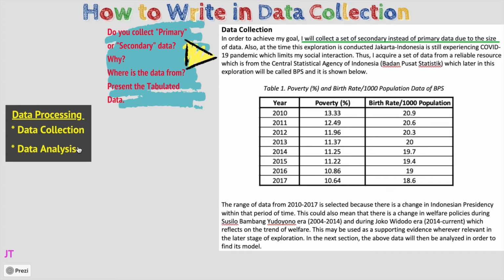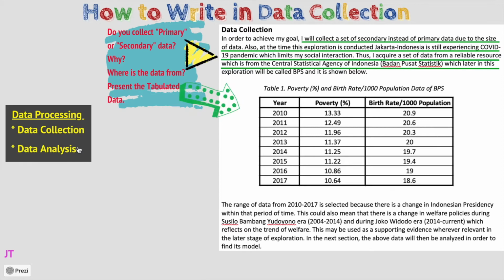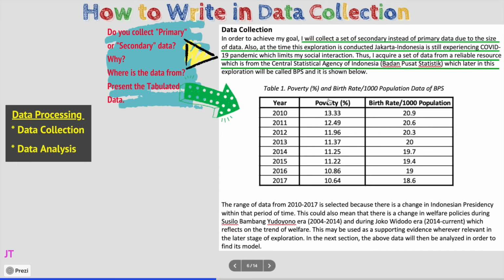Here I collect secondary data, and I use secondary data because the COVID-19 pandemic limits my interaction with other people. I collect the data from a reliable resource, which is the Central Statistical Agency of Indonesia. After that, you present your raw data in a table. There you go, this is your raw data. And do not forget that every table, picture or graph that you put into your IA report must be numbered and labeled.